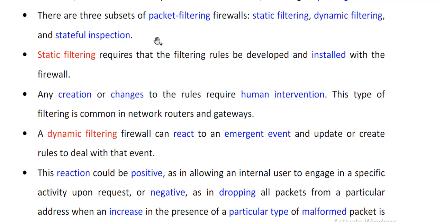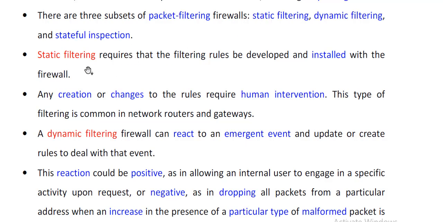For the packet filtering firewalls, we have 3 subtypes or subsets. The first type is the simple one, which is the static filtering. The second one is the dynamic filtering, and the third one is the stateful filtering or stateful inspection.